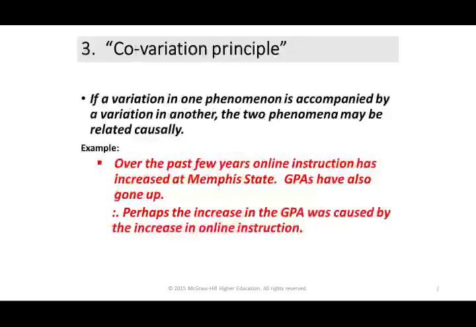Okay? The third and final one is called the covariation principle. Now, we use the covariation principle. Here's the definition. If a variation in one phenomenon is accompanied by a variation in another, the two phenomena may be causally related. So another way that we might develop a causal hypothesis is if we have something that we're observing that varies, right? It shifts, okay?